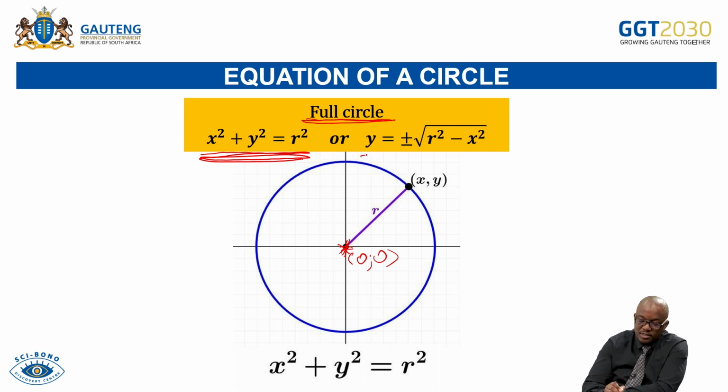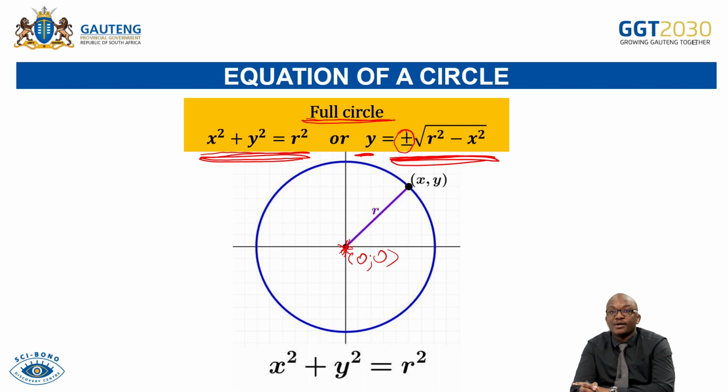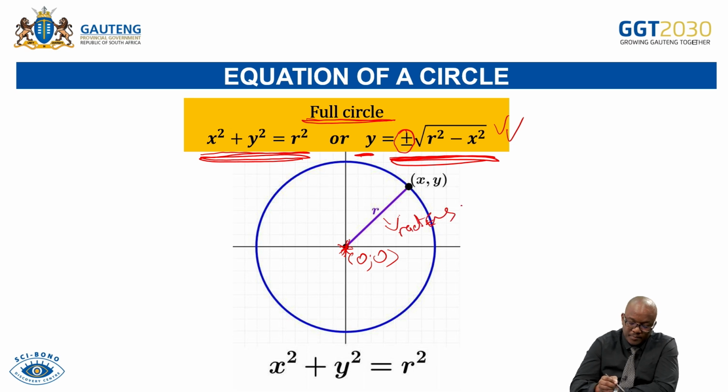Or you can put it in terms of y, which is y is equal to plus minus the square root of r squared minus x squared. So that is also the equation of a full circle. Correct? So now we know that we have our radius, which will be equal from all the sides. Those lines there will be equal because of your radius.